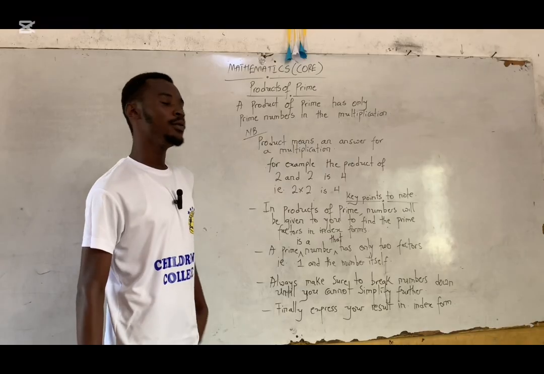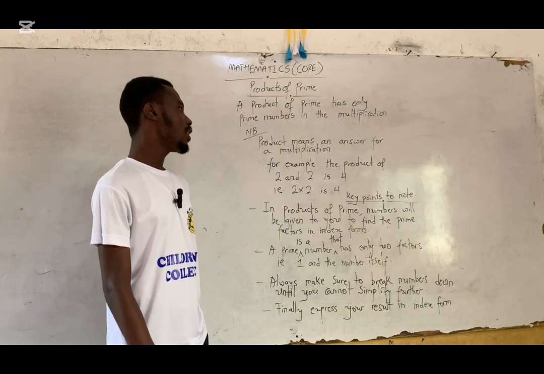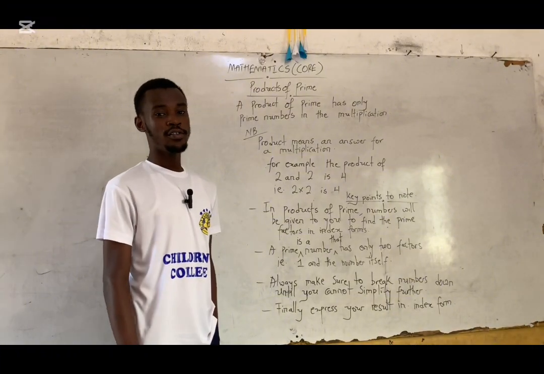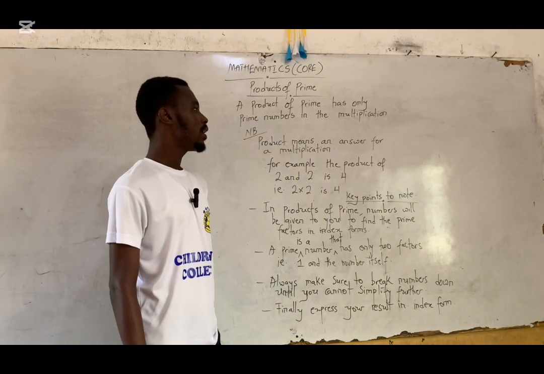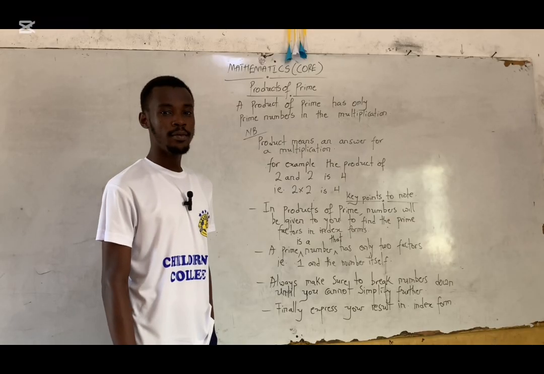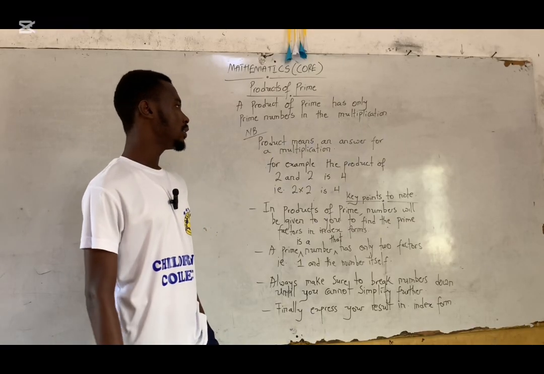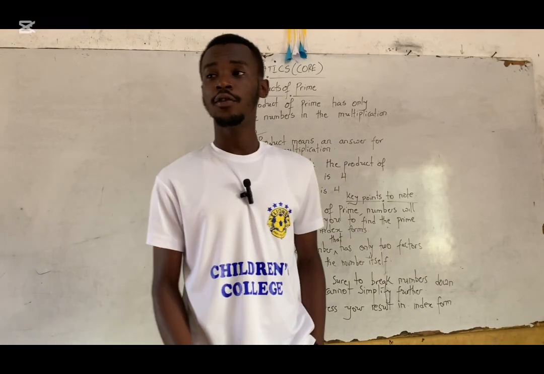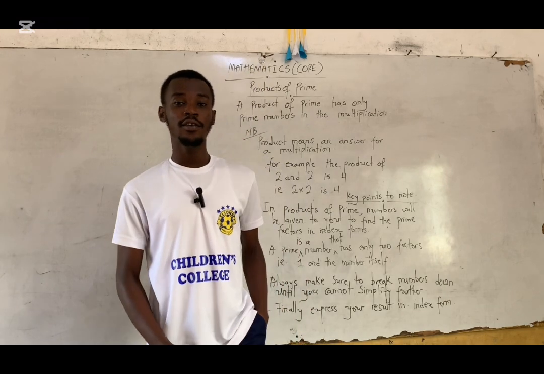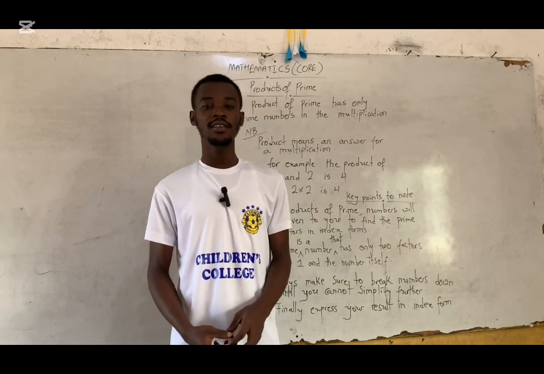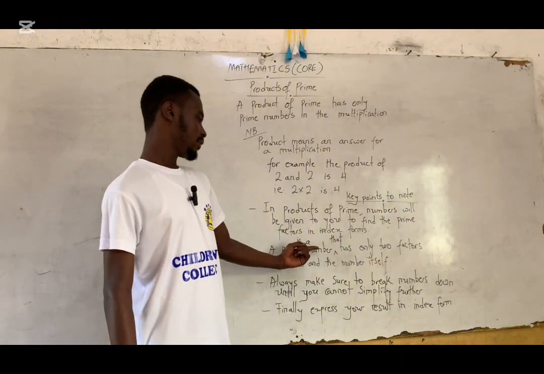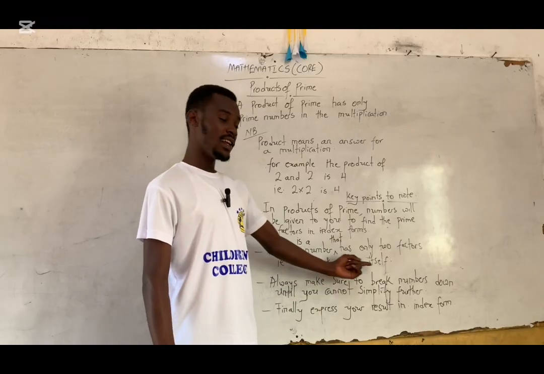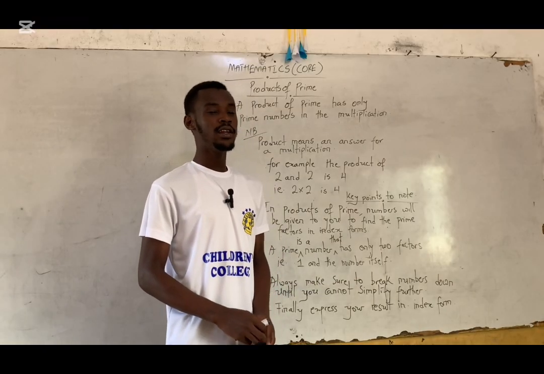So, products of prime. The first statement is: a product of prime has only prime numbers in the multiplication. What are we trying to say? We know prime numbers from basic 5 right to basic 7. A prime number is a number that has only two factors, that is 1 and the number itself.